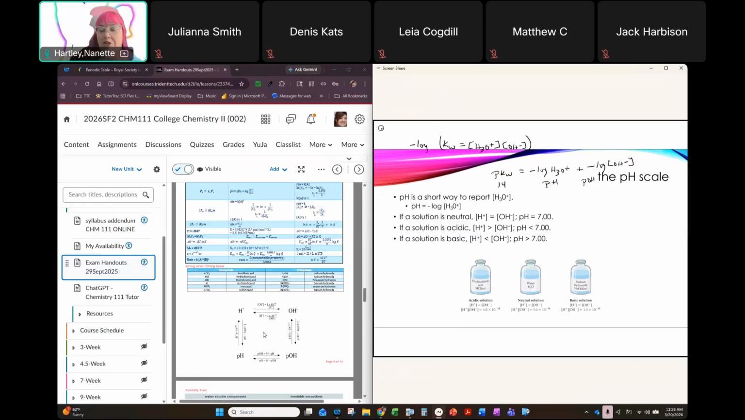So that's where we get this relationship that pH plus pOH is equal to 14 at room temperature. So all of that works together in terms of how we define these things. And it all comes from that K value that we have. So questions about that?